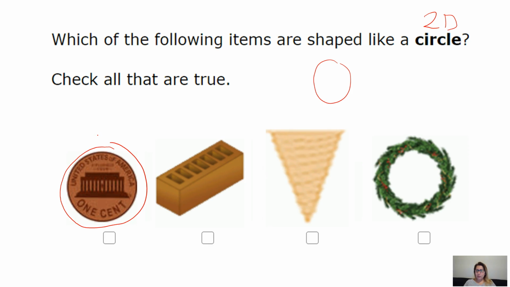So this is shaped like a circle. Okay, that is not round like a ball, it's flat. And we have a brick. The brick is not a circle. And then we have a cone. The cone is not a circle. Then we have a wreath. Okay, a wreath is also shaped like a circle. So we have the penny, and we also have a wreath.